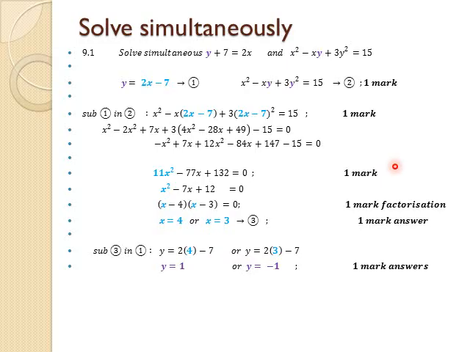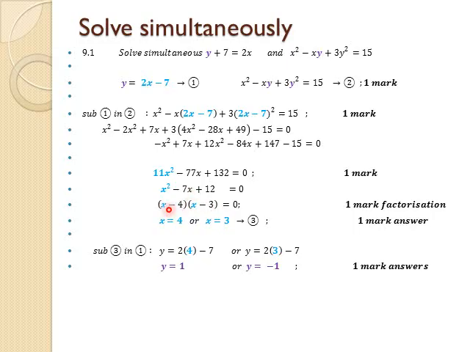Alright. From there, there is a common factor of 11. If I divide 11 by 11, it gives me 1. 77 divided by 11, 7. And 132 divided by 11, 12. If I factorize, x squared is simply x and x. Last term positive, middle term negative, then the signs will always be negative, negative. So 4 times 3 gives me 12, but minus 4x minus 3x gives me minus 7x.